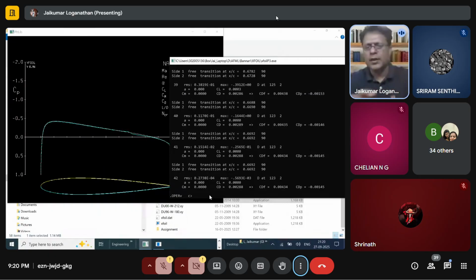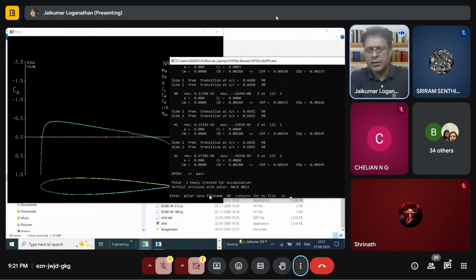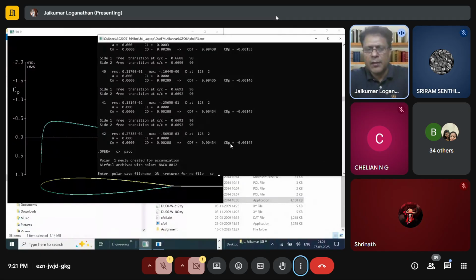So before accumulating the polar, you make sure the solver has been run once at your starting angle. Then you have to use the command PACC, which is polar accumulation. It will ask for a file name. Okay. So I'll say CFD underscore NACA 0012 dot POL. Usually I use this POL just to differentiate between the coordinate file and the polar file, right? So this is the file name in which all the alpha, CL, CD, CM values will be stored. You will see that. Okay.